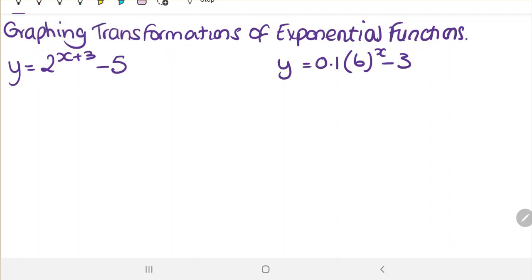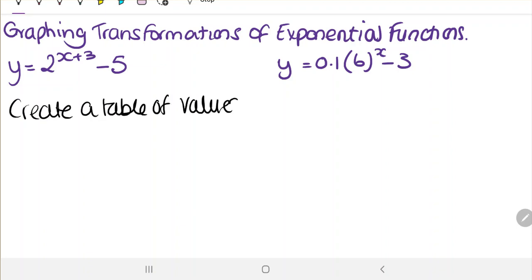Okay, so we need to have a look at graphing the transformations of exponential functions. So there's a few questions for you to try. You need to create a table of values, graph the functions, and state the domain and the range. So create a table of values.